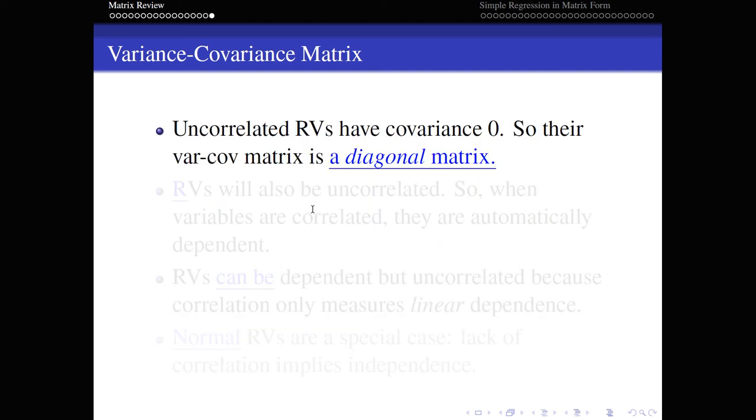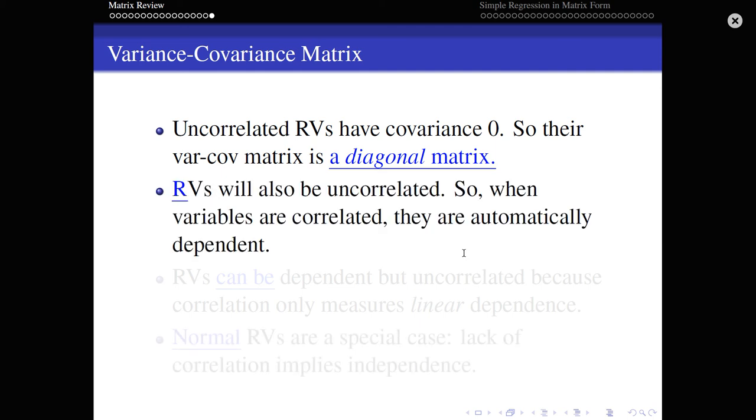So what happens when the covariance is zero is all of those off-diagonal elements turn into zero, and that becomes the definition of a diagonal matrix. The random variables will also be uncorrelated. This comes from the fact that covariance is just an unstandardized correlation, so if the covariance is zero, then the correlation is going to be zero. But when the off-diagonal elements are related or have a number, then the variables are automatically dependent. And again, this violates our assumption of independence.